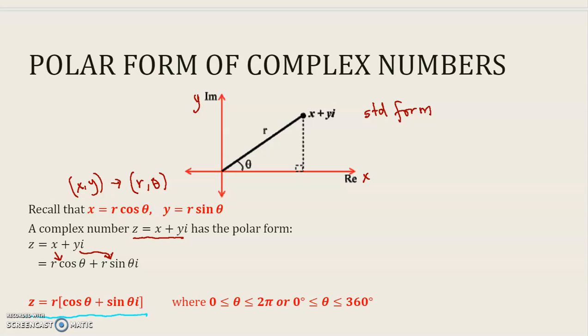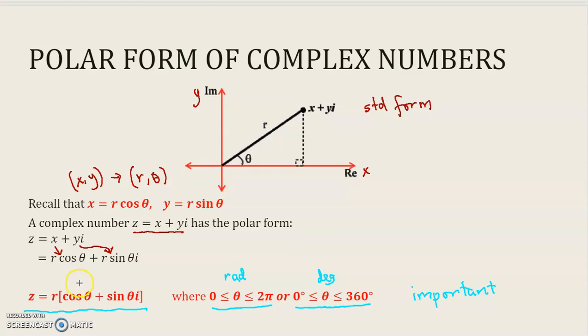Please take note that theta is always written as between 0 and 2 pi if you are writing it in radians, or if you are writing it in degrees, it must always be within 360 degrees. This is very important, it's crucial, that you make sure theta is always in this range only. You cannot have theta which is more than 360 or theta which is a negative value.